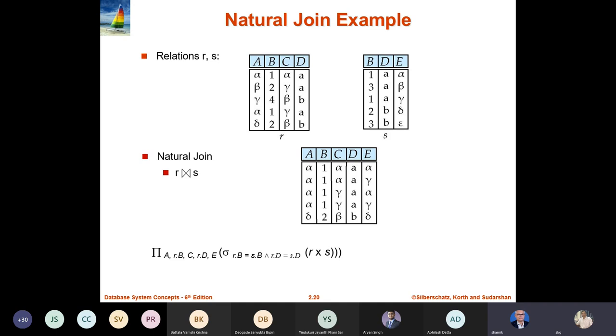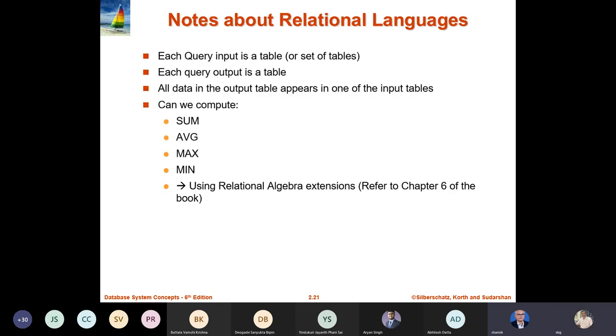So when we write select so and so from relation so and so where this condition, the from clause does a join on those relations. There are also other different options.